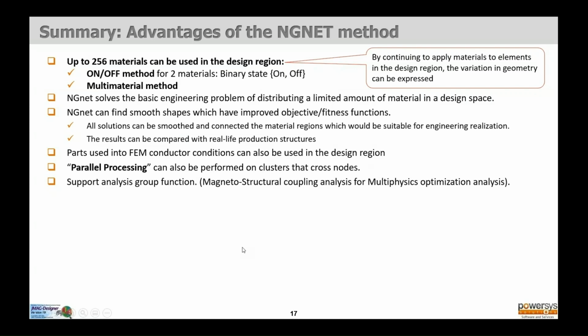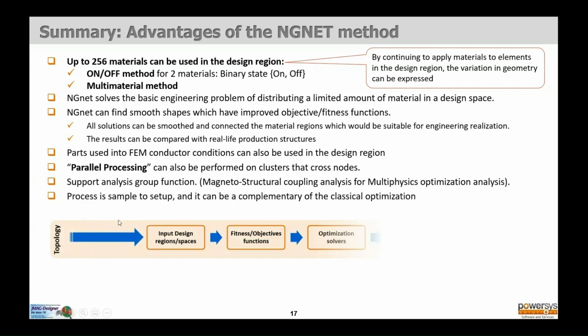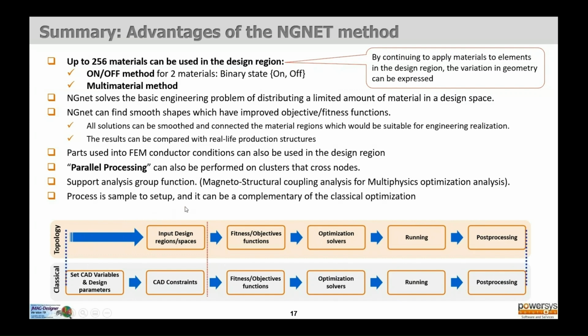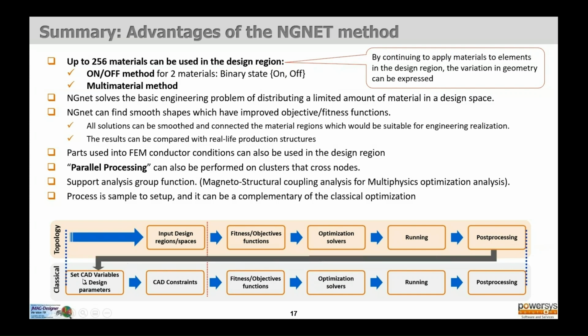What is an important advantage is that the step is very simple, but it can be a complement to the classical method. So this is the topology process. This is the classical one where we start with the CAD variable. So you can start with the topology optimization to find the new shape, the new topology of your machine, and then you can define some CAD variables in order to find the good parameters that allow you to represent the model that you have here.